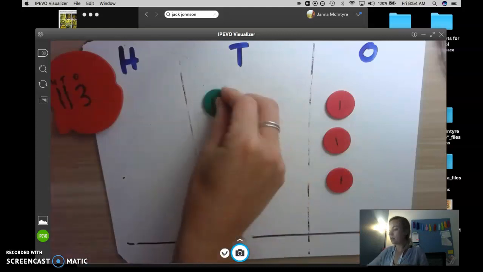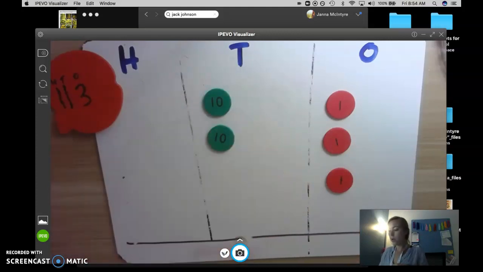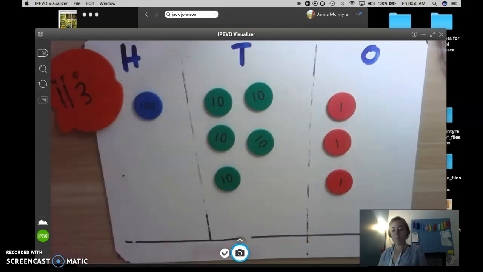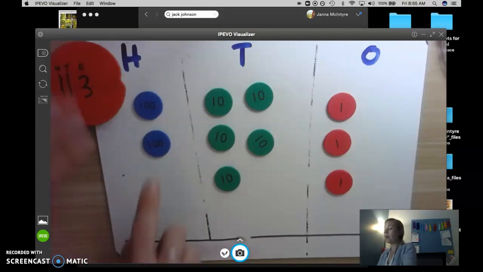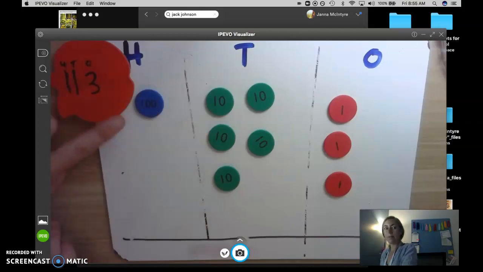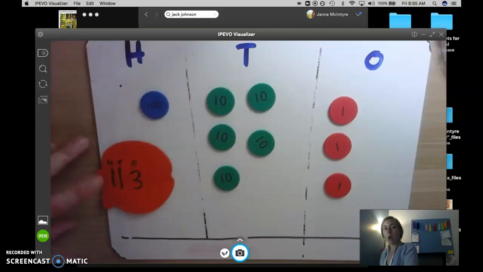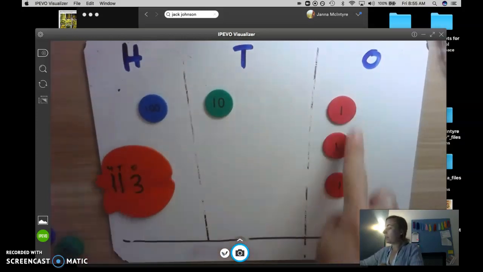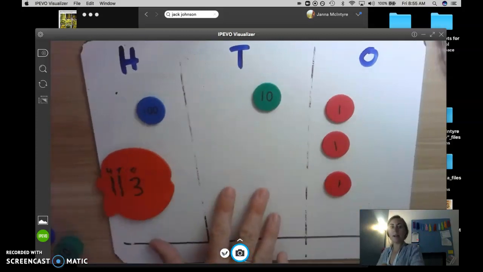Now let's look at the tens. What do you notice about these tens? Yeah, they're round, they're green, they have the number 10 on them. What about these hundreds? They're round, they're blue, they have the number 100 on them. So if I was to make 113, then I would put 100 in my hundreds pile, or my hundreds place, 110 in my tens place, and 3 ones in my ones place, just like that.